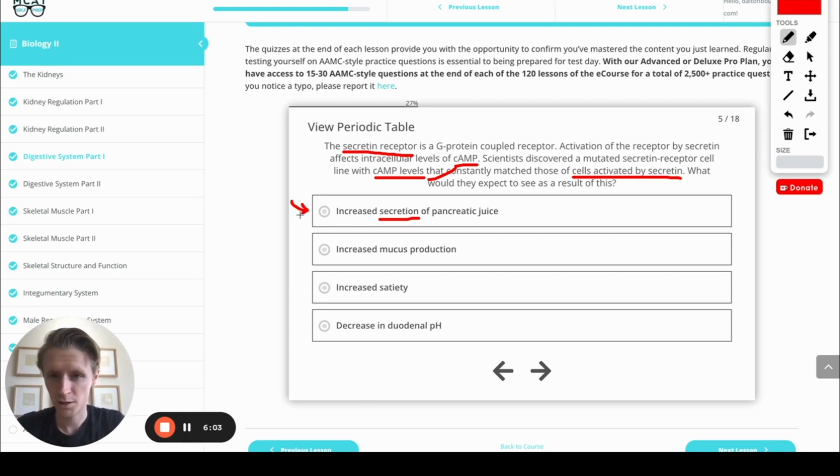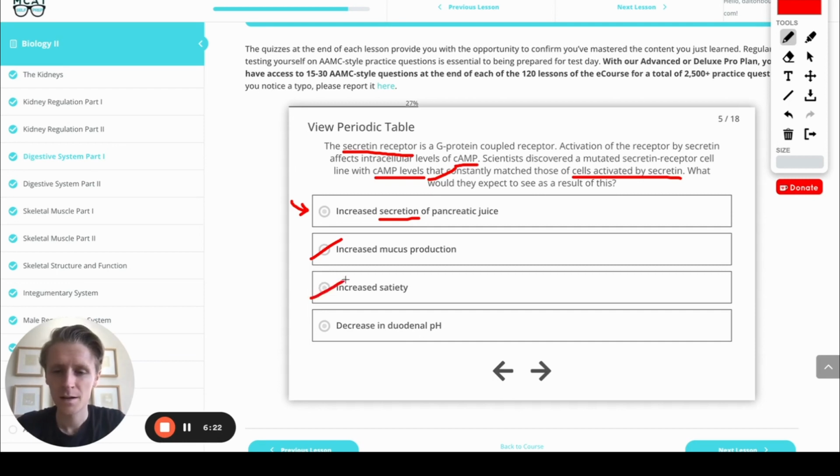Increased mucus production. Mucus is something that's produced by goblet cells in the stomach. I think that's what this is referring to, and so it's not going to be correct, unfortunately. Next, increased satiety. Satiety is that feeling of being full, of not being hungry. That's actually produced by a different signal or a different hormone called leptin, and so that's also going to be incorrect.